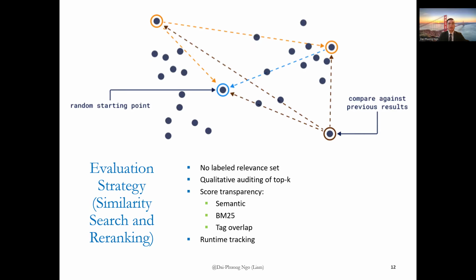One advantage of the hybrid design is transparency. Each result exposes a semantic similarity, BM25 score, and tag overlap, making it easy to diagnose ranking behavior. I also track offline build time and query time latency to ensure the system is realistic for production use.